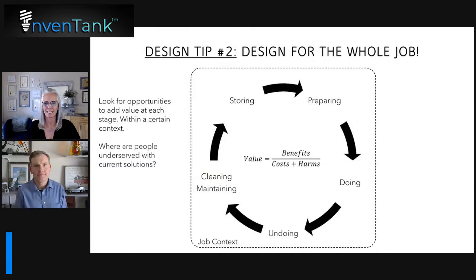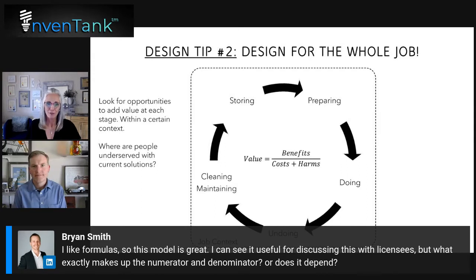So Brian says, I like formulas. So this model, and hi, Brian, by the way, he's a student at the Invention Accelerator, or a member, I should say. Hey, Brian. I like formulas. So this model is great. I can see it is useful for discussing with licensees, but what exactly makes up the numerator and denominator, or does it depend?